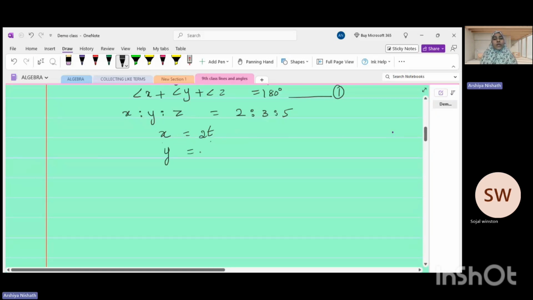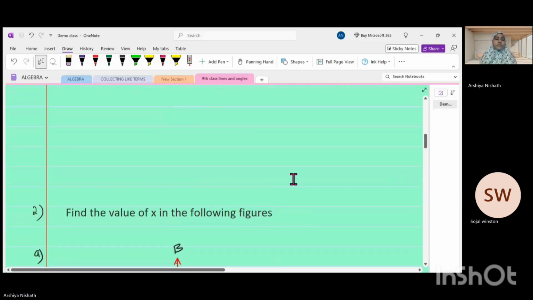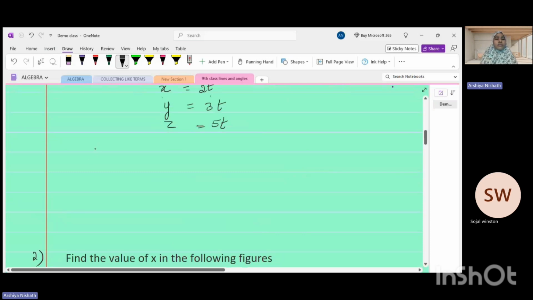Y is equal to what? 3T. Similarly, Z is what? In Z place 5 is there. So what can we write? Z is equal to 5T. Okay. So now let us substitute in our equation 1. What we will do? Substitute values of X, Y, and Z in equation 1.